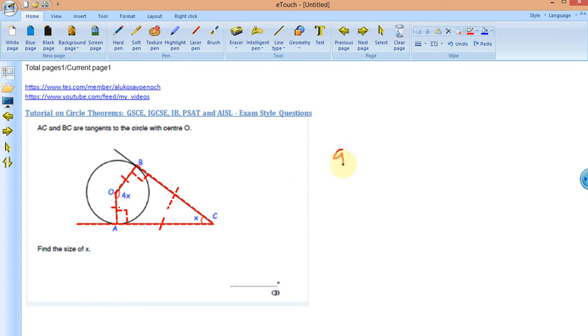So 90 plus 90 plus 4x plus x sum up to 360.